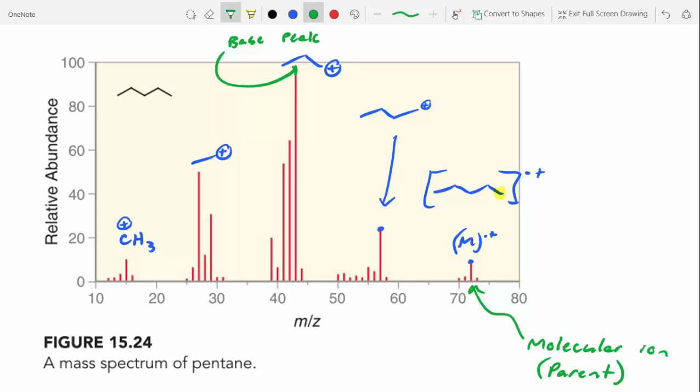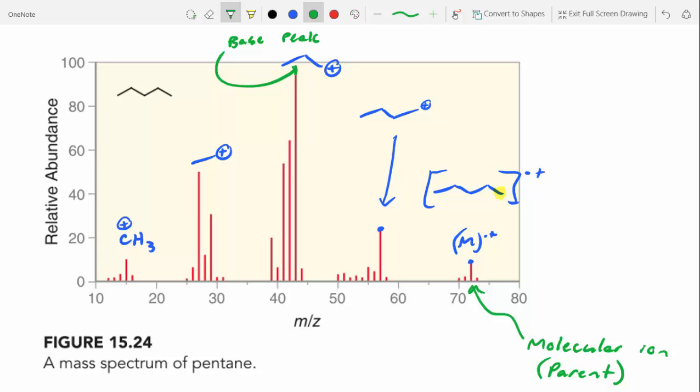So if you look at our scale on the left, that's our relative abundance. Our relative abundance is always scaled to our biggest peak, meaning our base peak. So this base peak was scaled to 100, which means if we look at this, we could say we have approximately 10% relative abundance of our molecular ion compared to our most abundant ion in our mass spec sample.